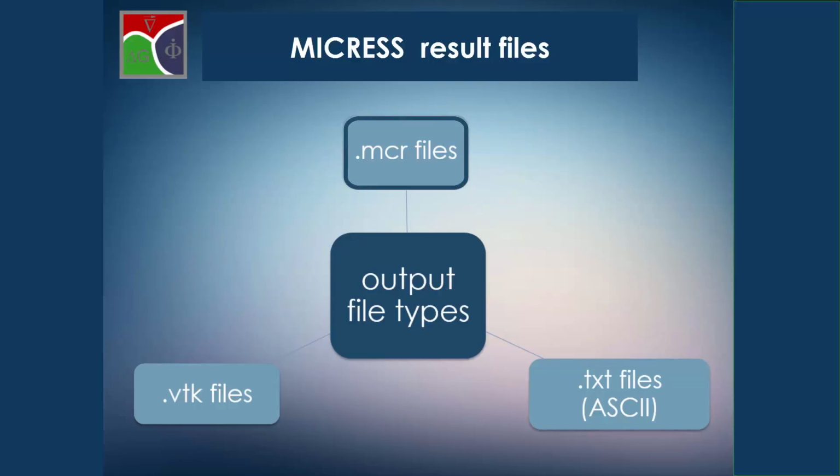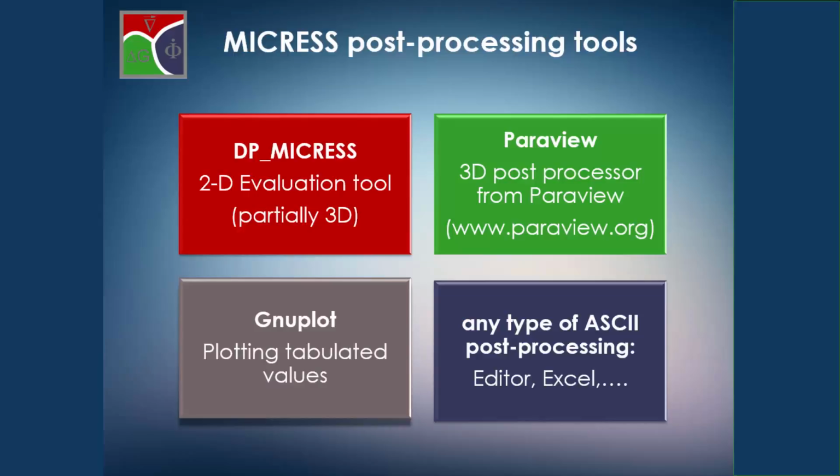Then there are MCR files, which contain field values. And there are VTK files, which are especially suitable for 3D results. These results can be processed by different tools. These are the MICRESS post-processing tools. They will be presented in a more detailed way in a minute.